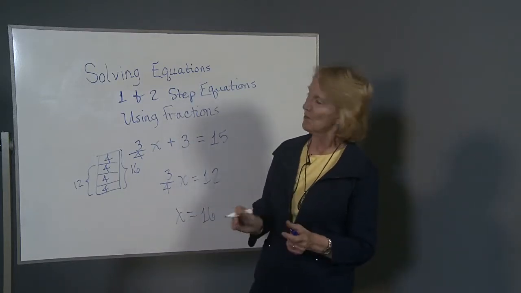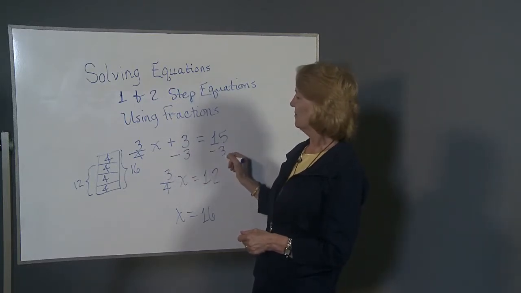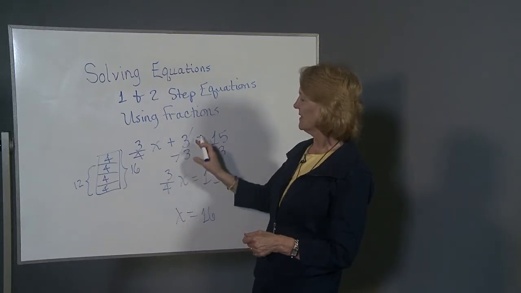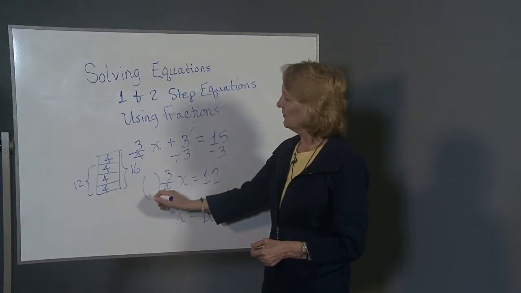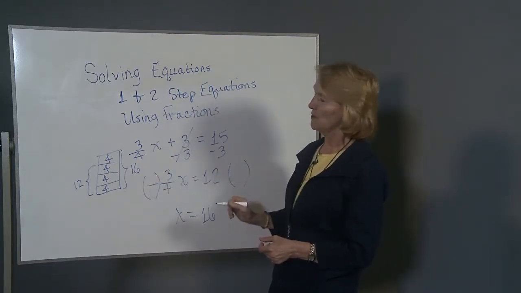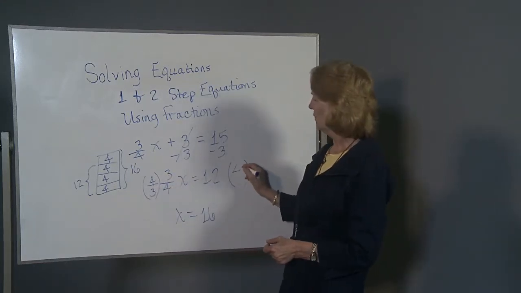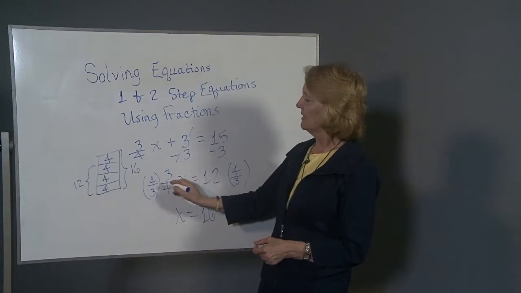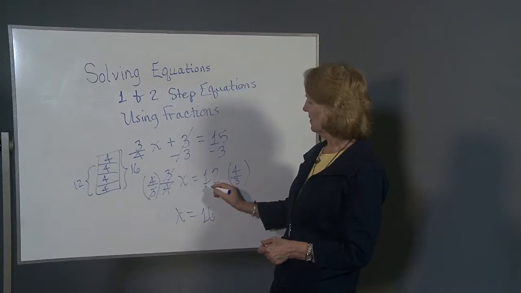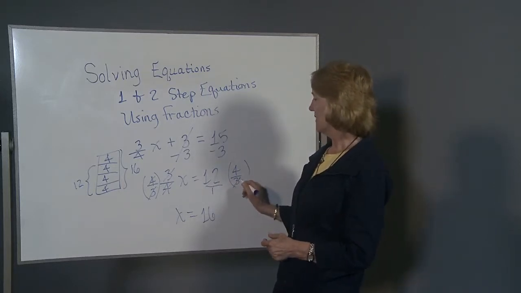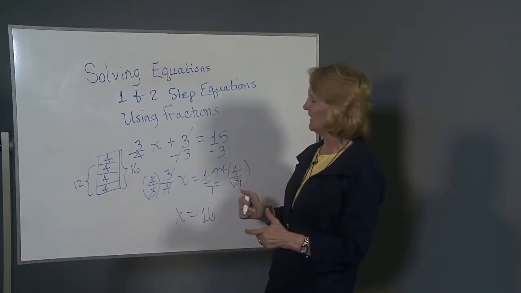Now, if we go back and show our steps, we do opposite operation, -3, -3. We get 3/4 x equals 15 minus 3, which is 12. Then we flip this fraction, that's called multiplying by the reciprocal. 4 goes on top, the 3 goes on the bottom. This 4 cancels this 4, this 3 cancels this 3. We get x equals, give this a denominator. 3 goes in here once, 3 goes in here 4 times. 4 times 4 is 16.